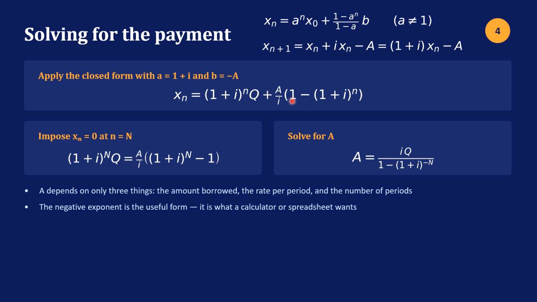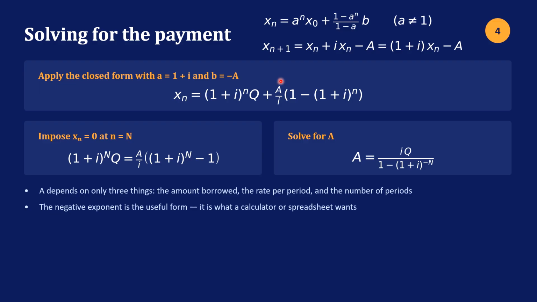Then here I did a few steps, and I didn't show them all, but I'll explain them here. So b is minus A, but then 1 minus a is 1 minus (1 plus I), which is just minus I. So the minuses cancel out, and you get A divided by I. And then this part here, 1 minus a to the n, is 1 minus (1 plus I) to the n.